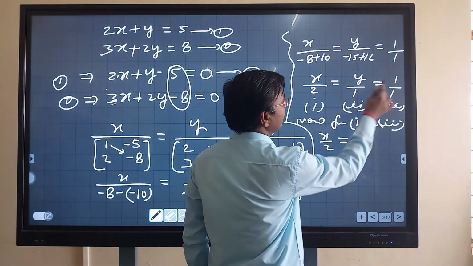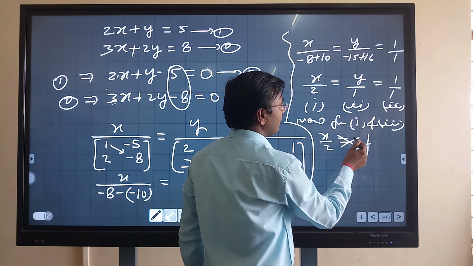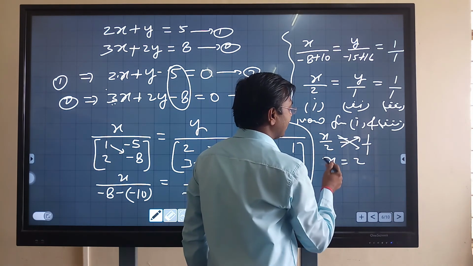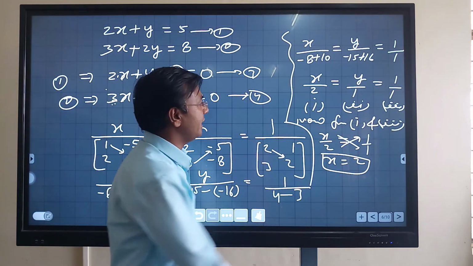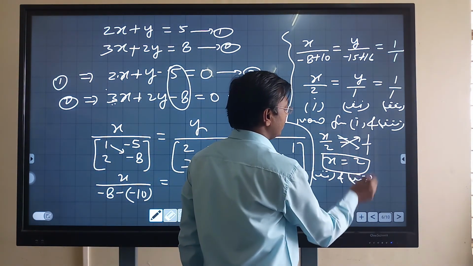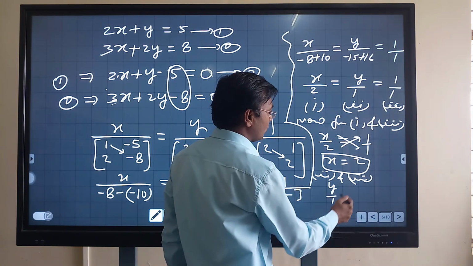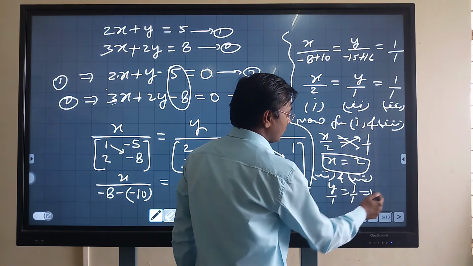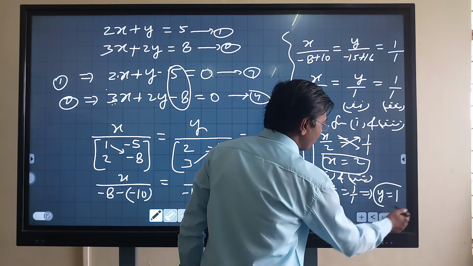X upon 2 equals 1 upon 1. Now cross multiplying, we will get the value of x. Similarly, we will take second and third. So what will we get? Y upon 1 equals 1 upon 1. Cross multiplying, y equals 1.